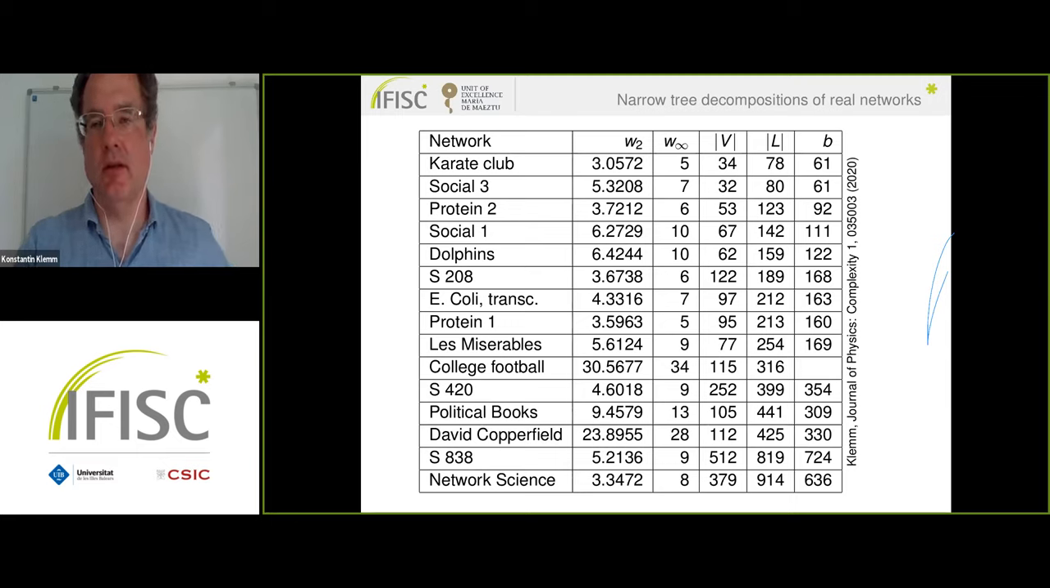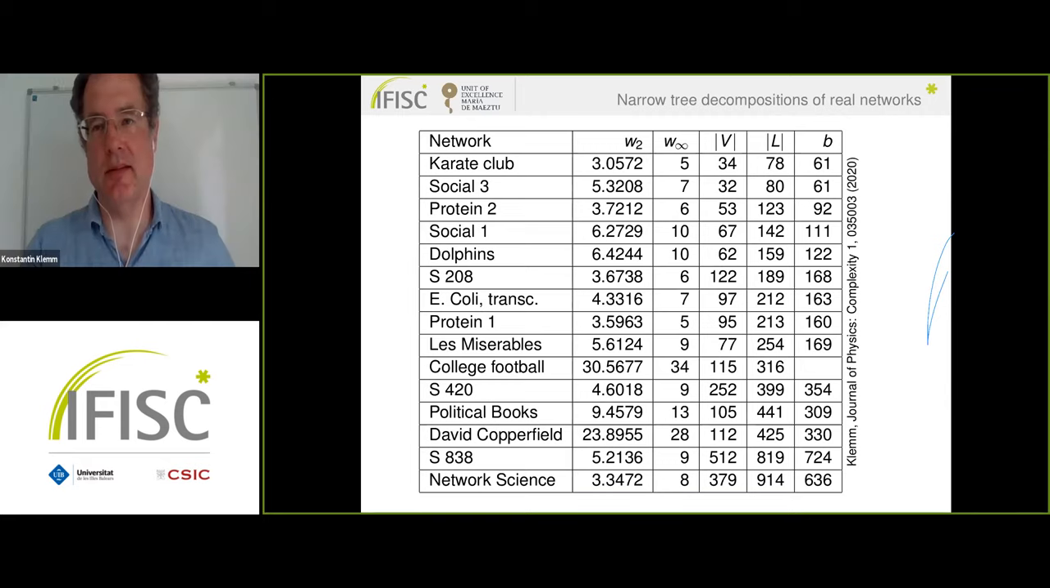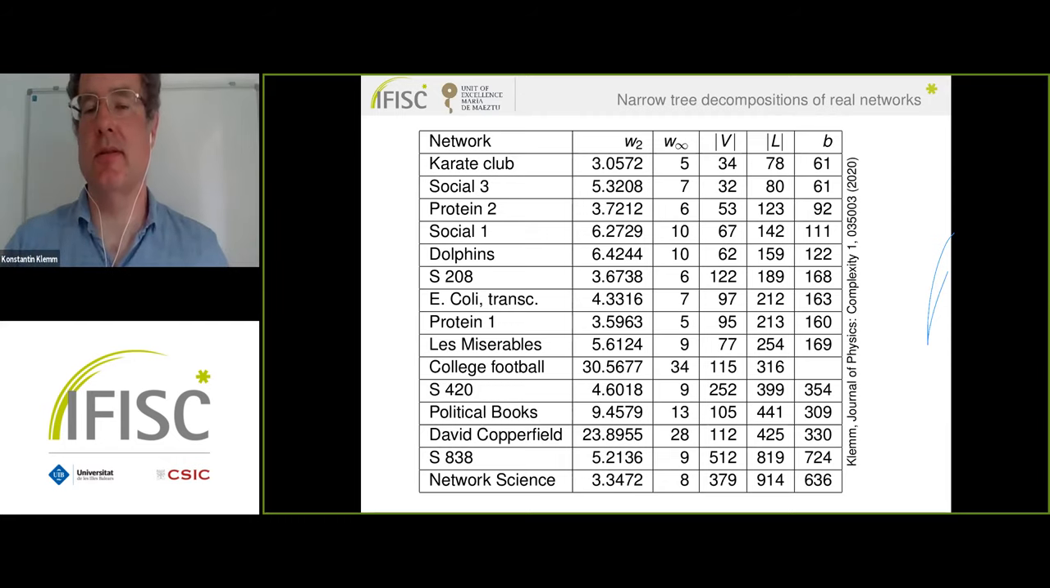And then you have a tree decomposition with a width of 8. So instead of doing 2^379, you just have to do roughly 2^8. Okay, and that per node, so times the number of nodes, times this value, computational steps.